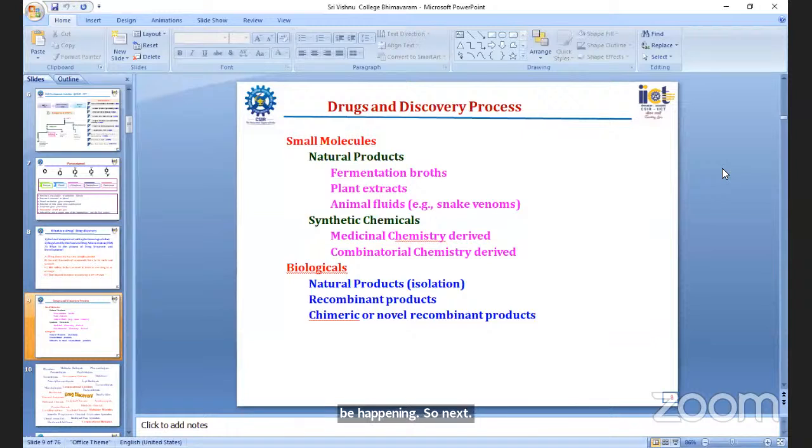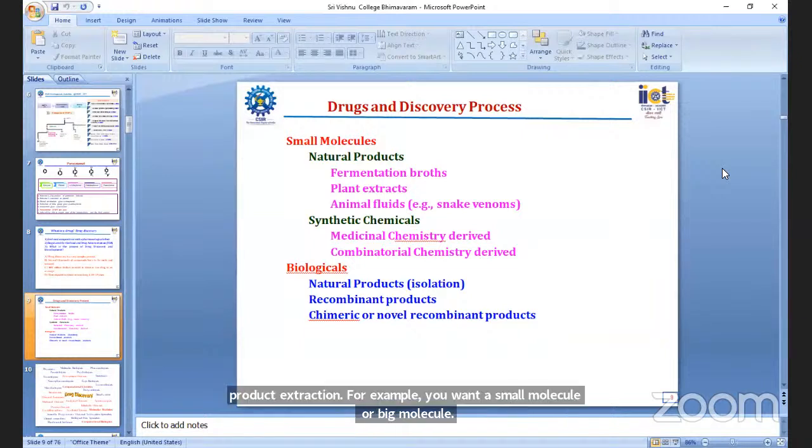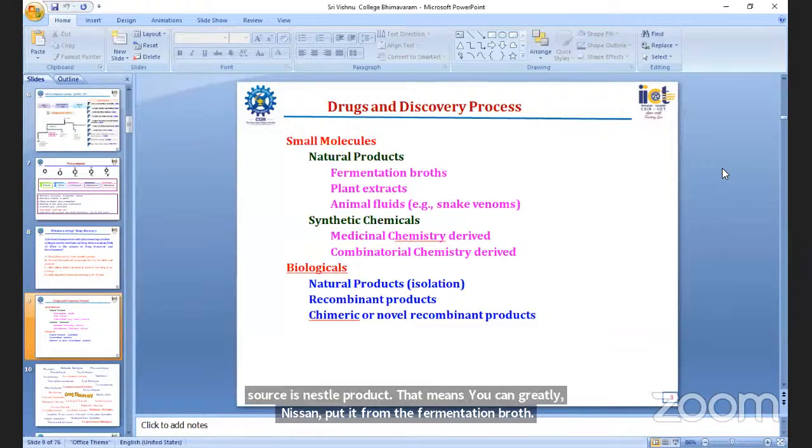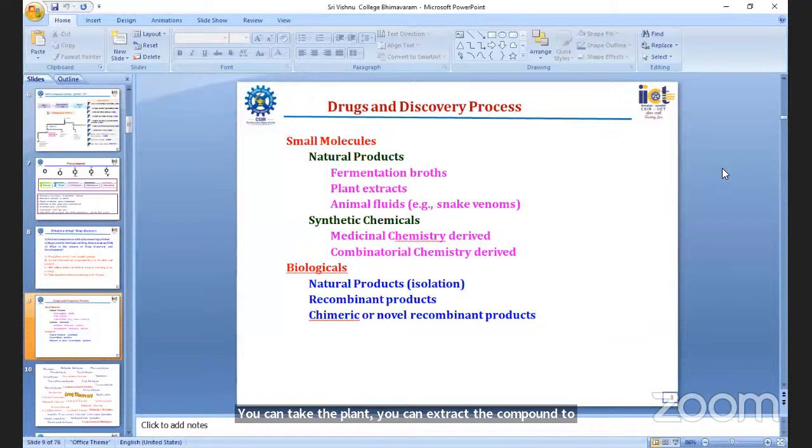The drug discovery process involves natural product extraction. For example, if you want a small molecule or big molecule, the source is a natural product. That means you can get the natural product from the fermentation broth. You can take a plant and extract the compound. And other sources are animal fluids; for example, you can take snake venom to develop a drug.